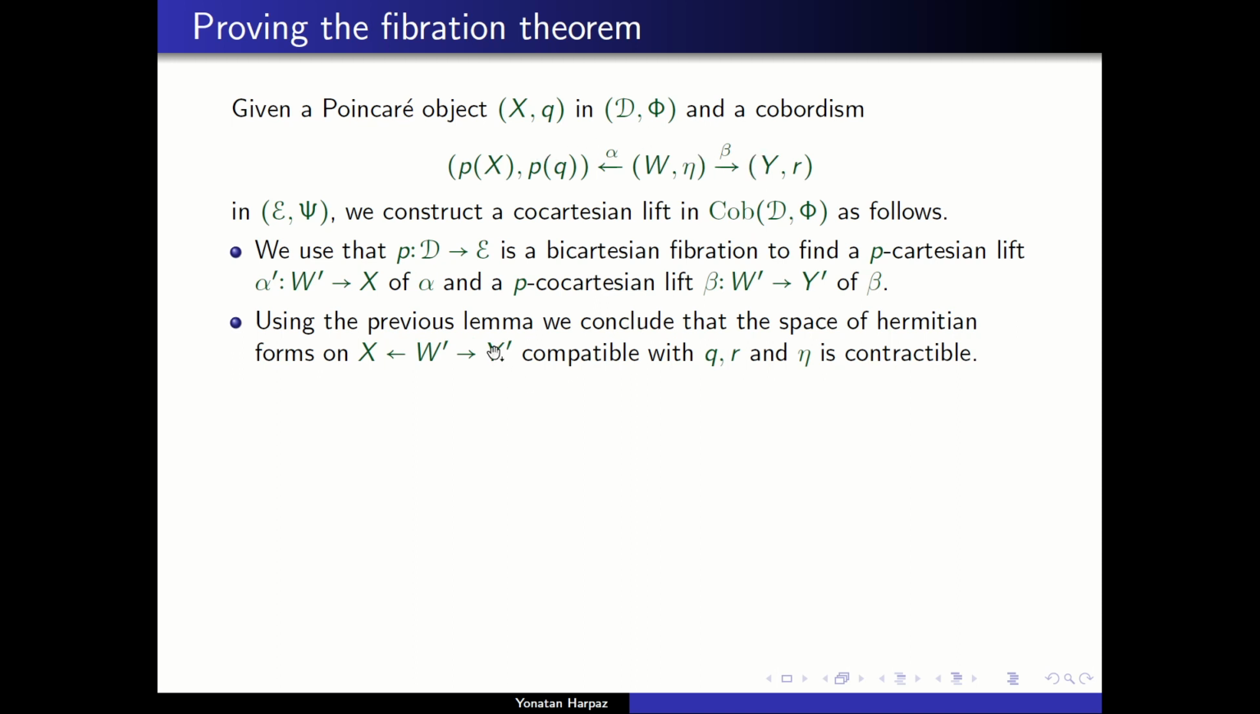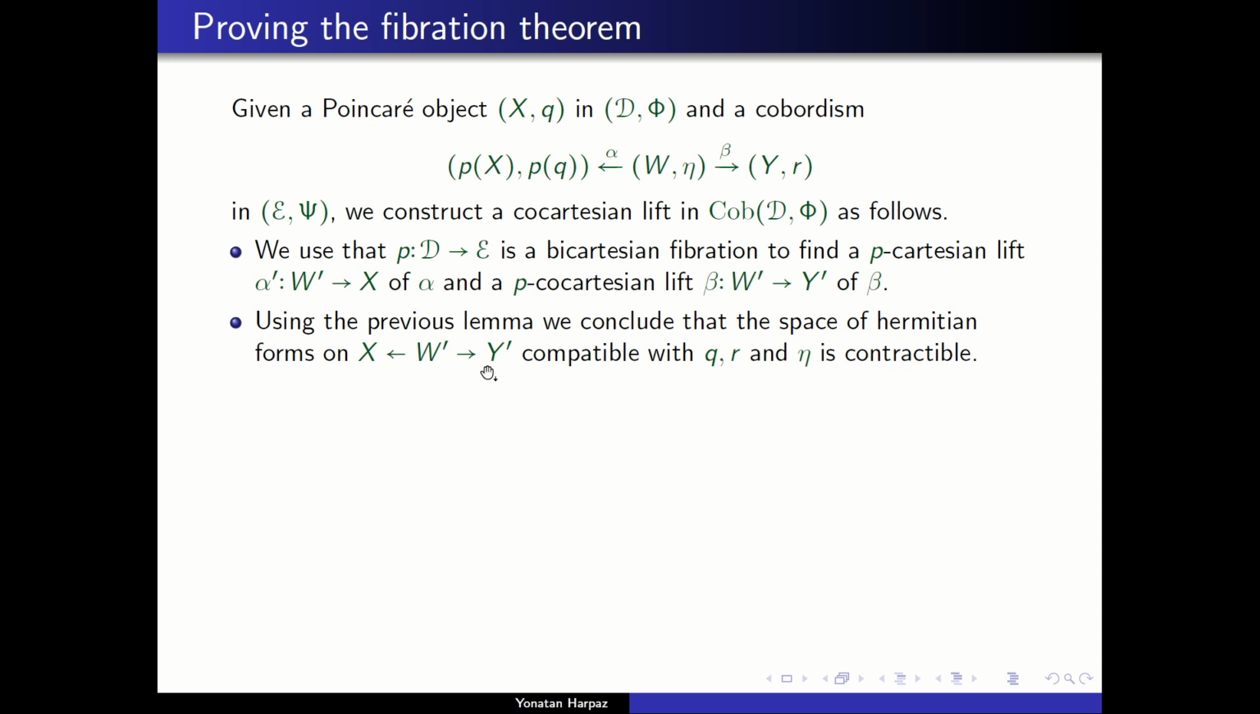Now we want to endow this span, we want to make it into a cobordism. So this means that we need to put a Poincaré form on this span. Let us start by putting a Hermitian form on this span. So first, we have already a Hermitian form, even a Poincaré form, Q on X. We can always restrict it to a Hermitian form on W. In order to make this also a Hermitian form on the entire span, we now need to push this Hermitian form forward to Y'.